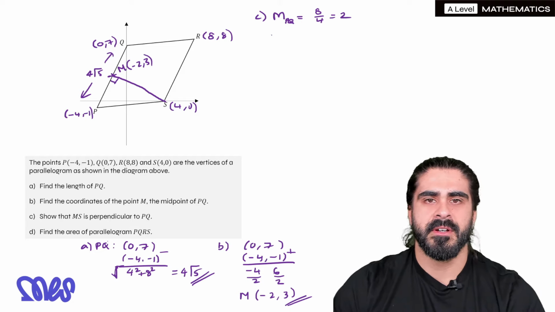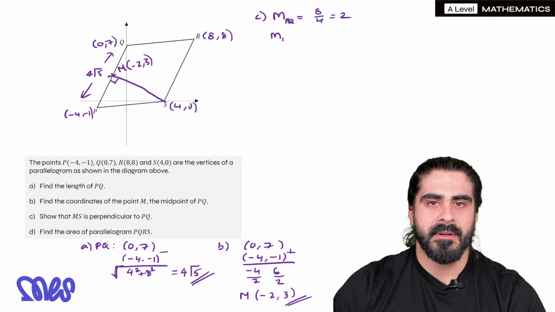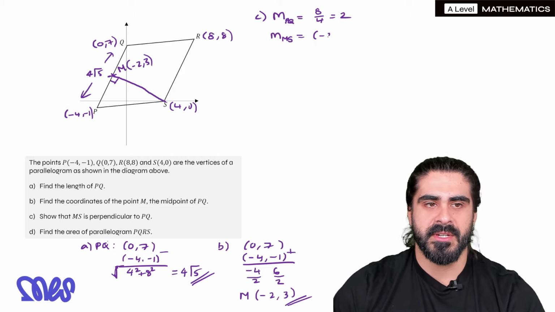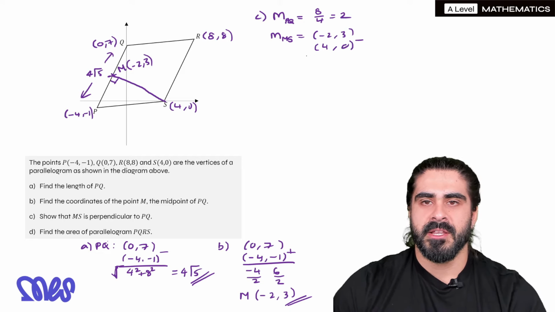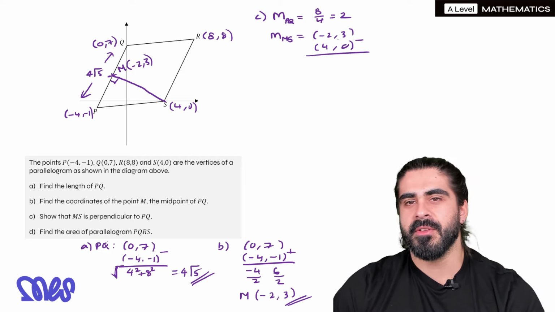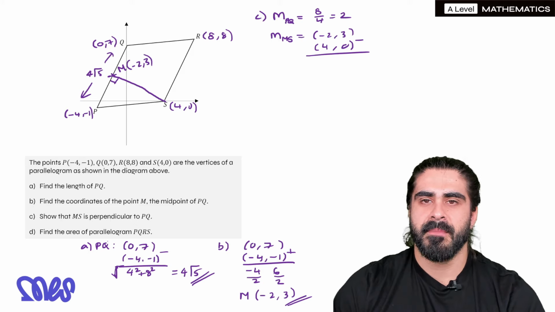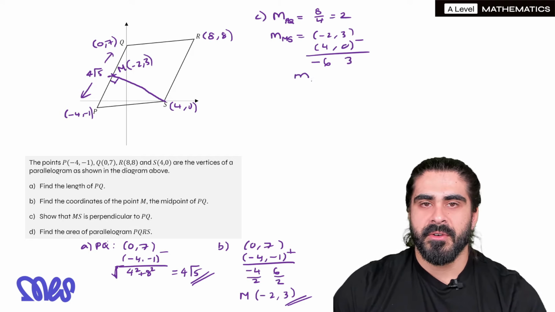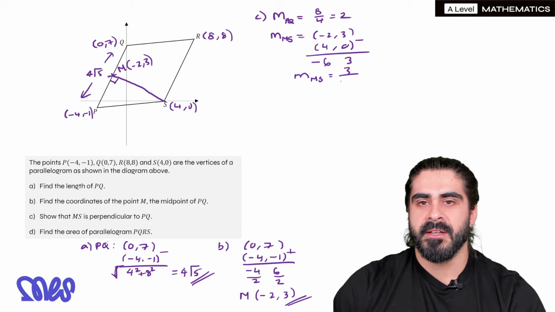Now, for the gradient of MS, we need to take away the coordinates, so we actually have to do it now. So minus 2, 3, and 4, 0. Take them away. Usually I put the 4, 0 on top, but it doesn't make a difference. Minus 2 minus 4 is minus 6. 3 minus 0 is 3. So the gradient of MS is the change in Y, 3, divided by the change in X, so we get minus a half.